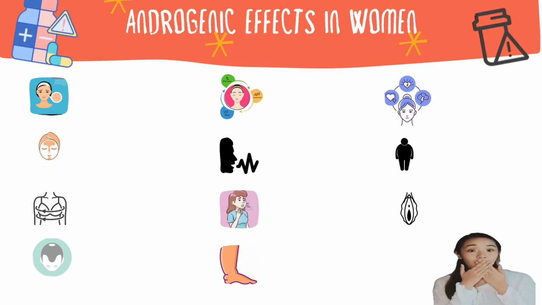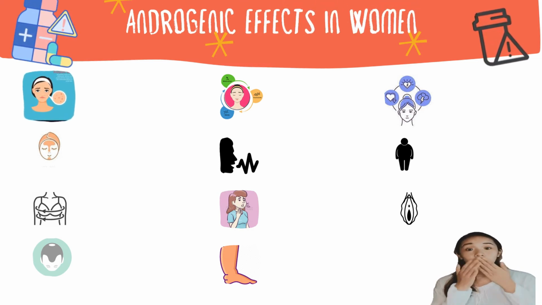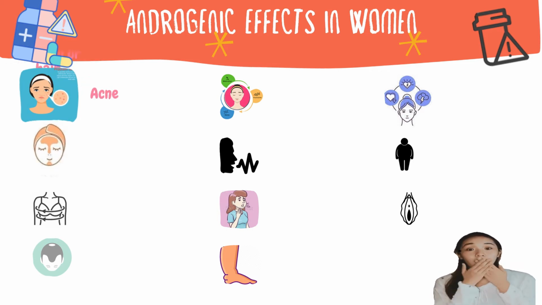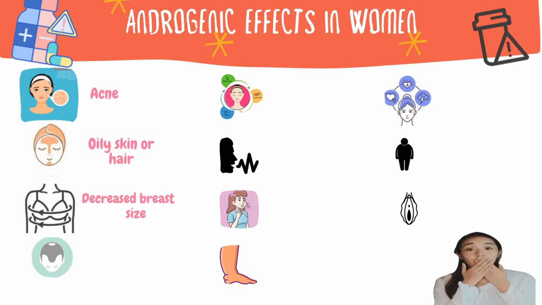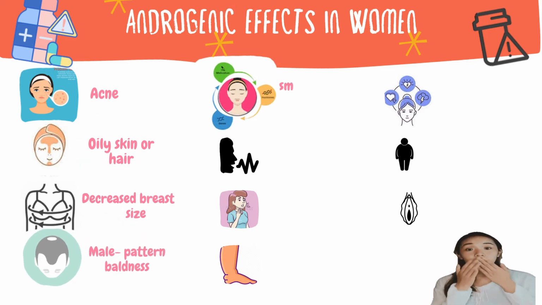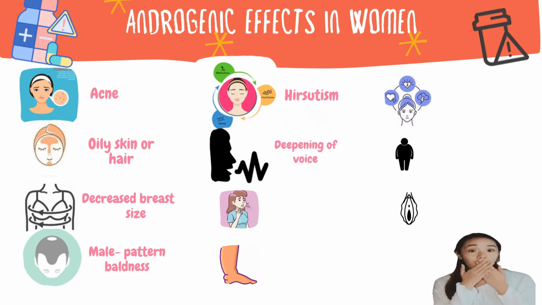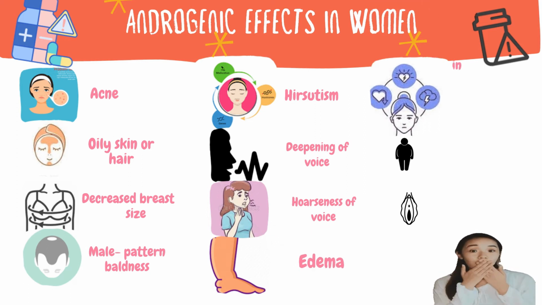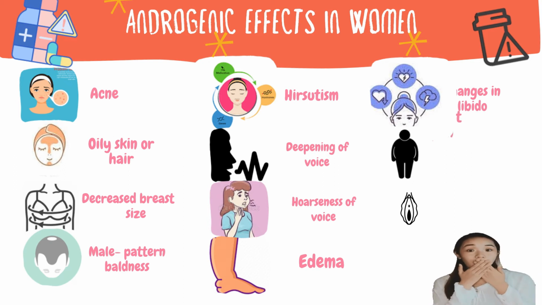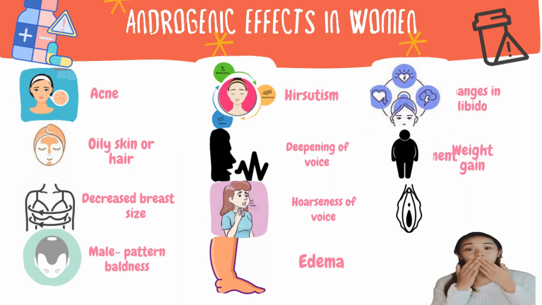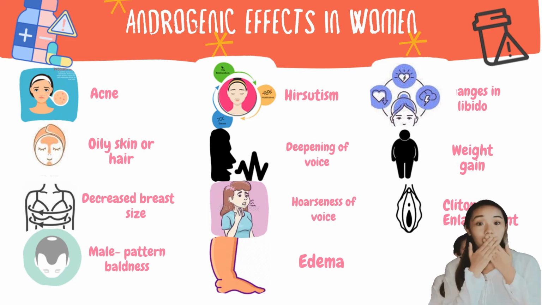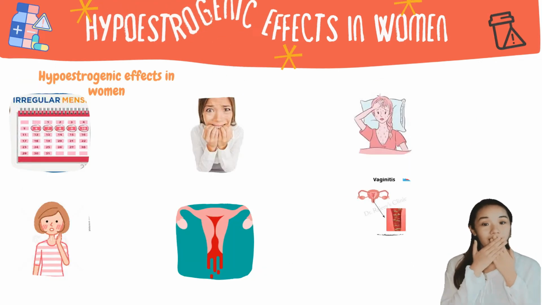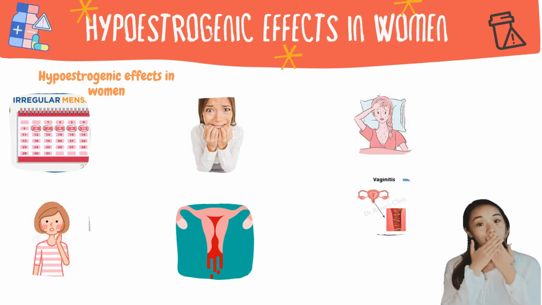Meanwhile, the androgenic effects in women are acne, oily skin or hair, decreased breast size, male pattern baldness, hirsutism, deepening of voice, hoarseness of voice, edema, changes in libido, weight gain, and clitoral enlargement. Hypoestrogenic effects in women are menstrual irregularities, flushing, nervousness, vaginal bleeding, diaphoresis, and vaginitis.